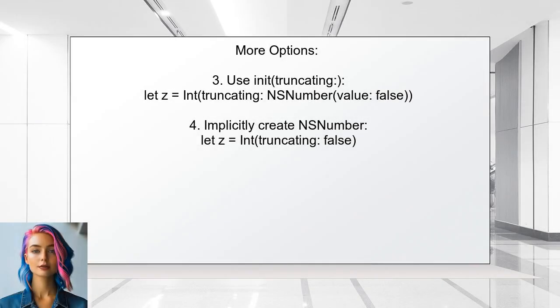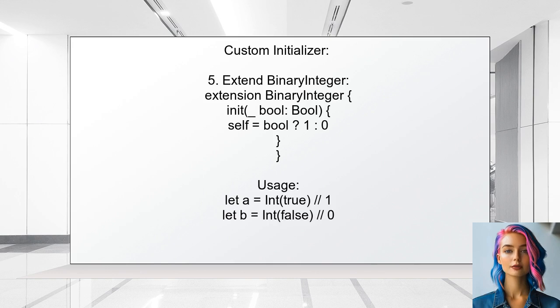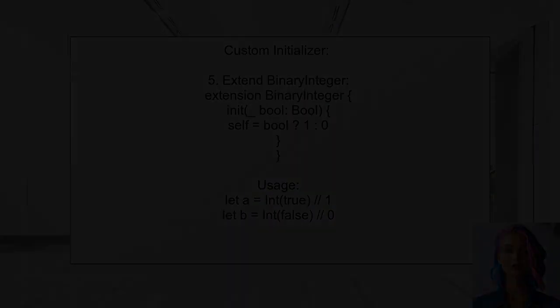Additionally, the numeric initializer has been renamed to init(truncating:). You can write let z = Int(truncating: NSNumber(value: false)), or let Xcode create an NSNumber implicitly by using let z = Int(truncating: false). Lastly, you can extend the BinaryInteger protocol to create a custom initializer that takes a Bool. For example, you can define it like this: extension BinaryInteger { init(_ bool: Bool) { self = bool ? 1 : 0 } }. This allows you to convert booleans directly to integers.